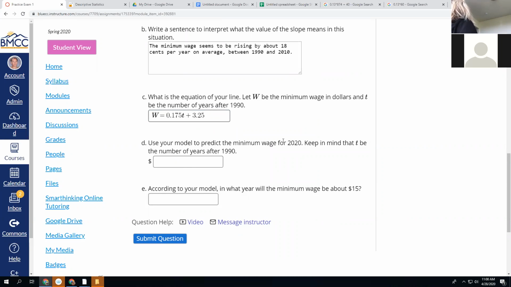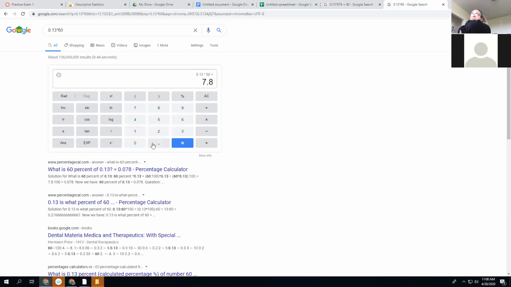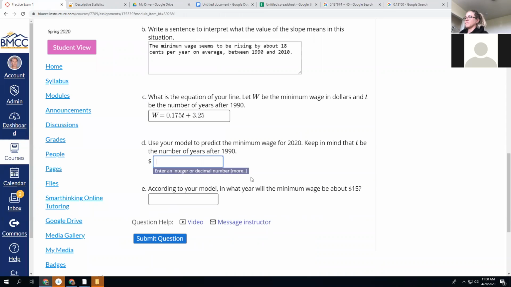Okay, then it says make a prediction out to 2020 and then figure out in what year the minimum wage might have been $15. So for 2020, the key there is, again, remember that T is years after 1990. So 2020 would be 30 years later, okay? So on the calculator, I would take my 0.175 times 30 plus 3.25, which was my model. Feel free to copy my model since you're watching, but it's kind of fun to make your own. So my model predicts that it would be 8.50 in 2020 this year.